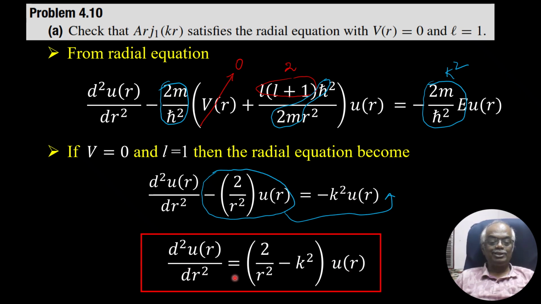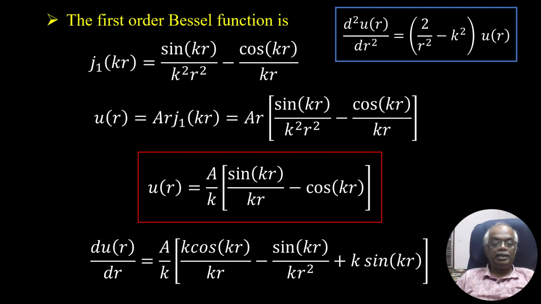Using this equation, finding u of r is a tedious process. Here only the Bessel function comes. However, we have to verify the Bessel function is really the solution for the radial equation. Here we have to prove that the first order Bessel function satisfies the radial equation. That is, it is a solution for this radial equation. Just now we got it: second order derivative is equal to 2 over r squared minus k squared u of r.